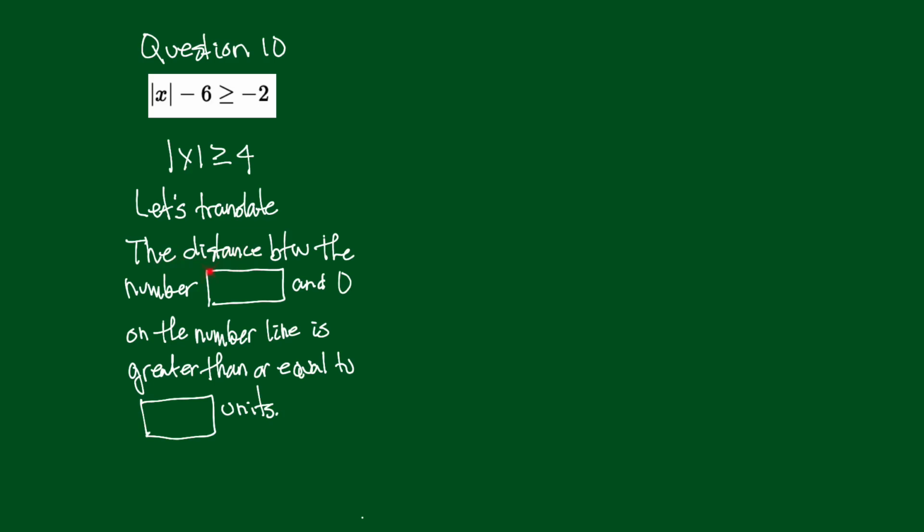The distance between the number, now our number here is x, that's what's in the absolute value, x and 0 on the number line is greater than or equal to, what do we have? We have a 4. Let's put a 4 in here. What does this say, translated from mathematics to English? It says the distance between the number x and 0 on the number line is greater than or equal to 4 units. Let's graph it, and from the graph, we'll have the inequalities that we're looking for.